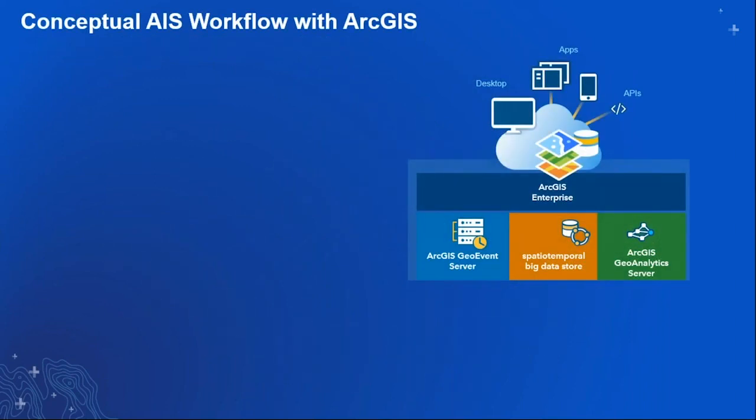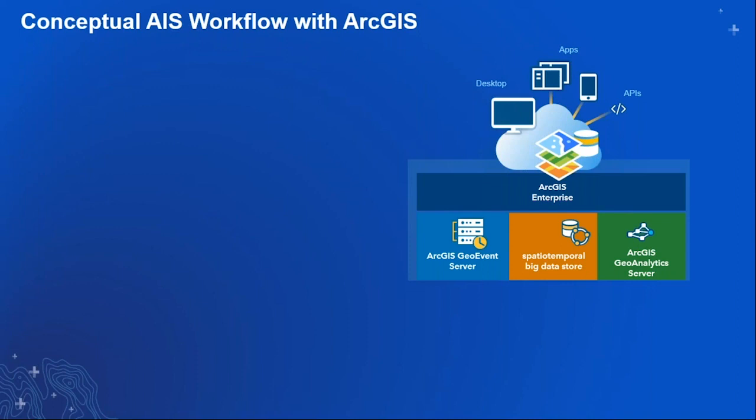And kind of created this conceptual AIS workflow with ArcGIS. So ArcGIS Enterprise with different apps at the top here, and then it's powered by different servers. So we have different server capability that focus on different items. ArcGIS GeoEvent Server will focus on kind of ingestion and real-time information alerting. The Spatial Big Data Store is a storage mechanism to store lots of data. And the ArcGIS GeoAnalytics Server runs analysis on lots of data.